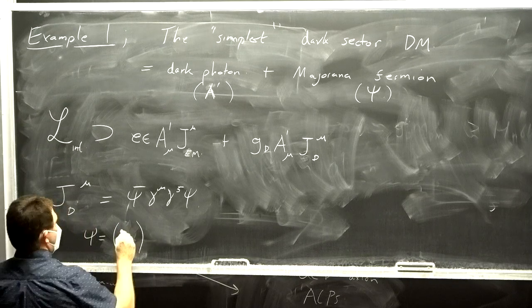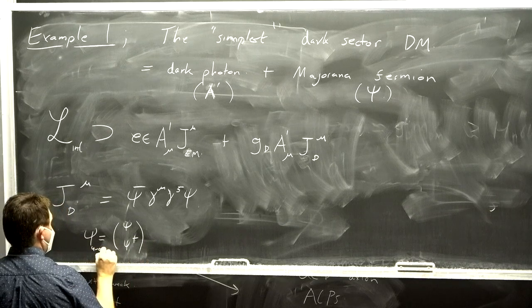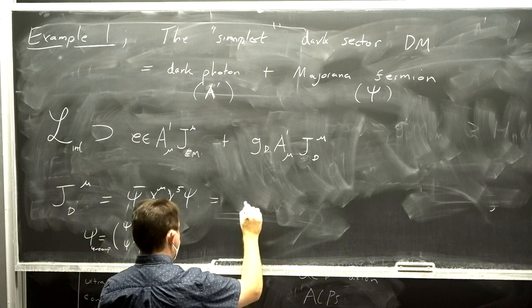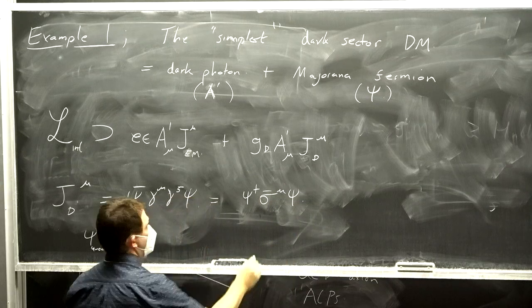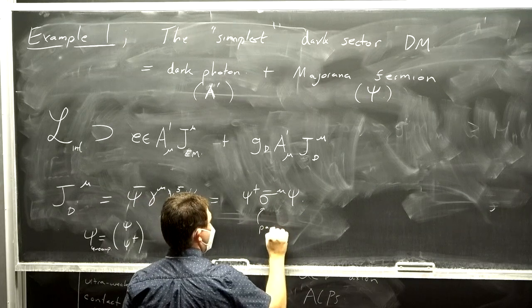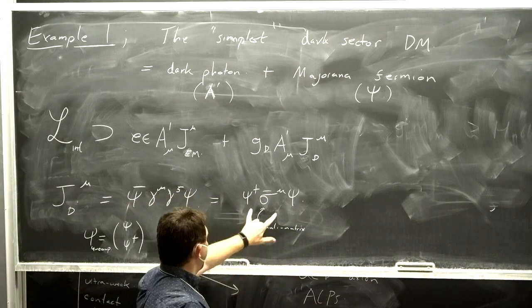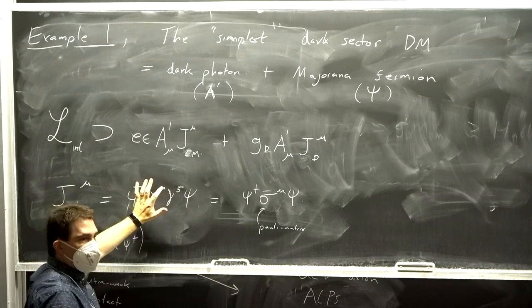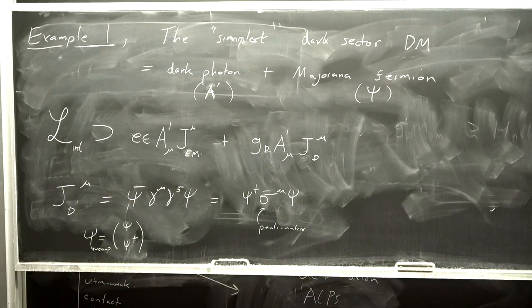Let's not ruin our notation. So I'll put psi here, and I'll call that psi 4-component. Okay? And the point here is that this is just equal to psi dagger sigma bar mu psi, where these are the Pauli matrices. So this is the 2-component notation for writing down the gamma mu gamma 5 chiral current in 4-component language. But if you're talking about a Majorana fermion, you might as well just talk about a single 2-component Weyl spinor and not make things too complicated.